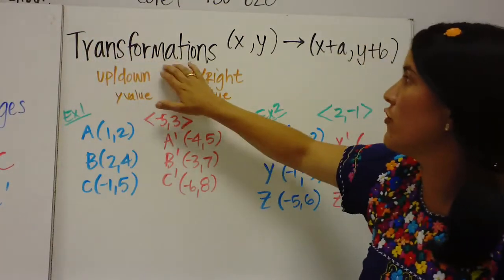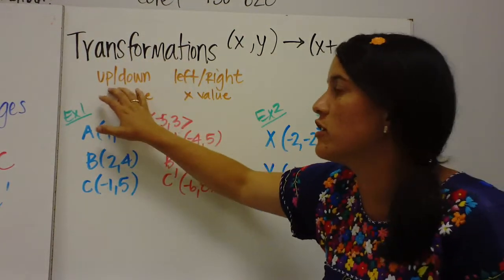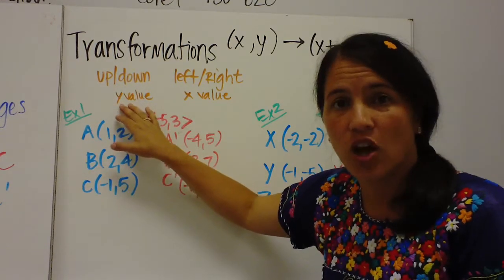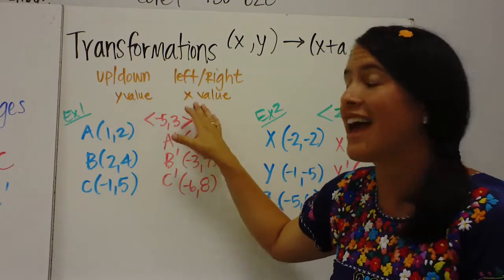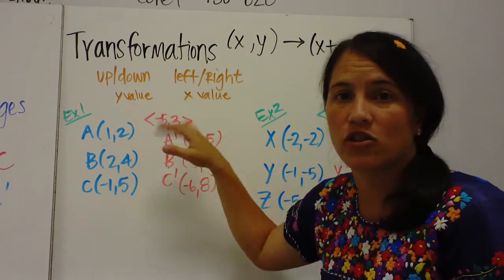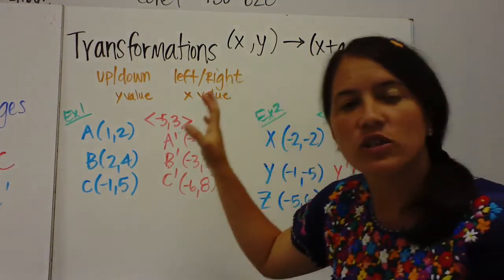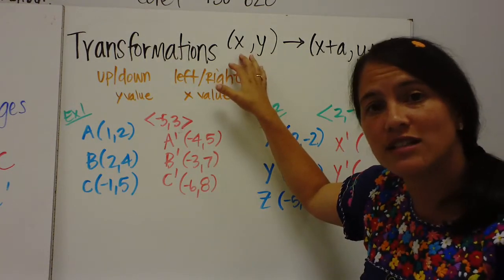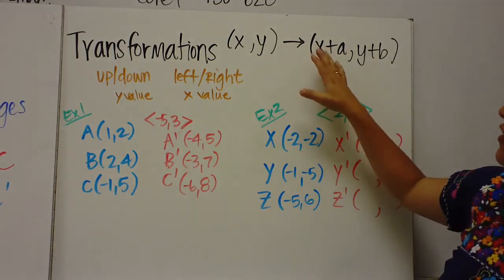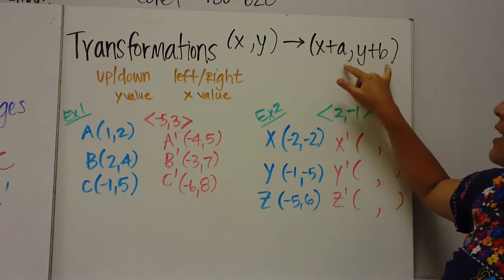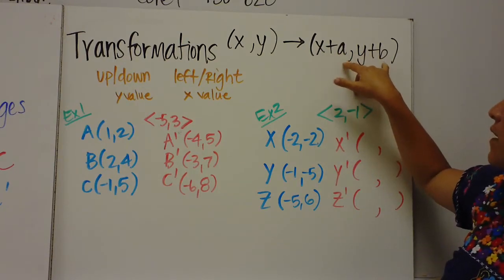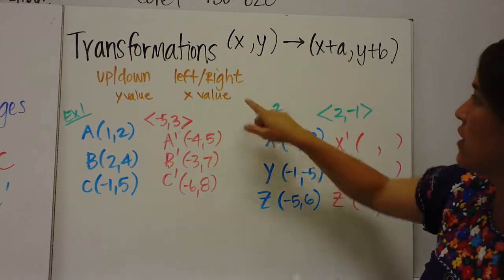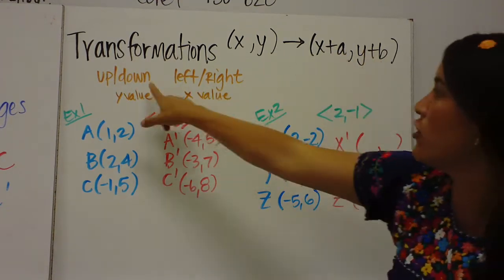Alright, so first let's go over a few transformations. A transformation can move a figure up and down, and that affects the y value, or it can move left and right, and that affects the x value. So make sure you know that. And then here it's written algebraically. If you have a point, x y, and you're going to translate it, then you're going to do x plus a or y plus b, depending on what a and b are. So this a tells you to go left or right, and b would tell you to go up or down.